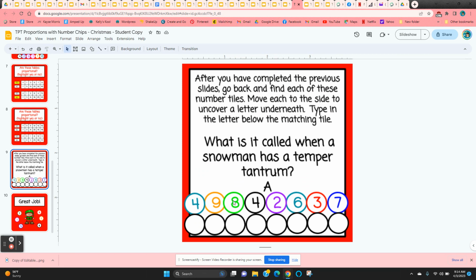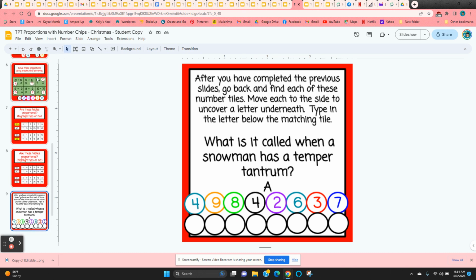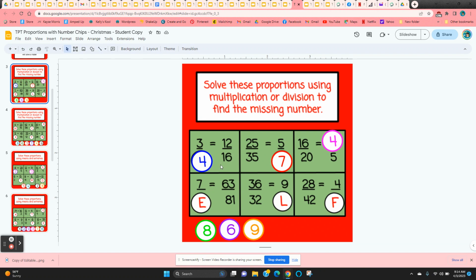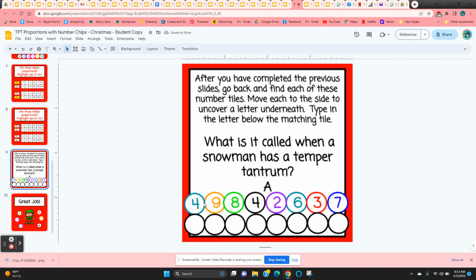And to solve it, they have to find each one of these colored chips somewhere in the slide deck. And when they find it, they're going to move that chip to the side. There will be a letter underneath. And they're going to type that letter underneath the correct chip. And it will solve the riddle. What is it called when a snowman has a temper tantrum?